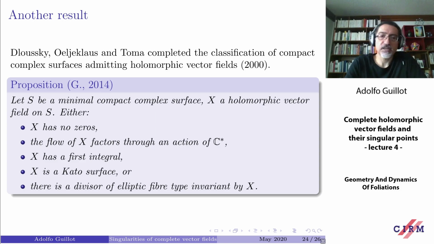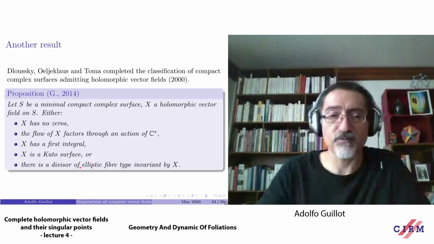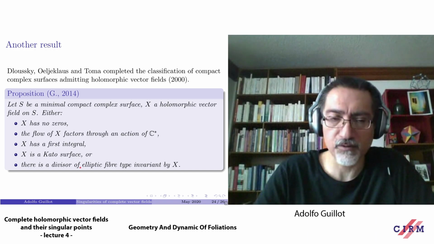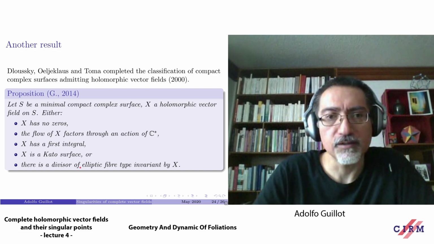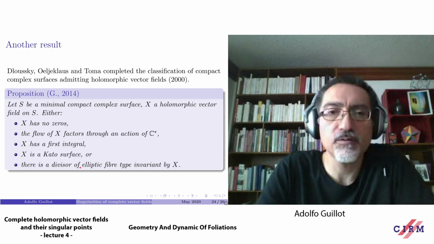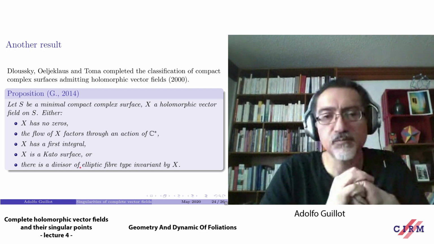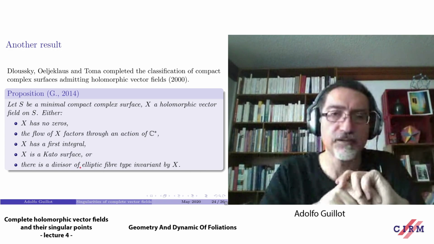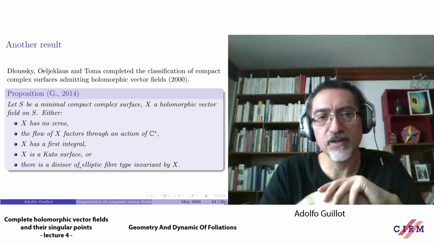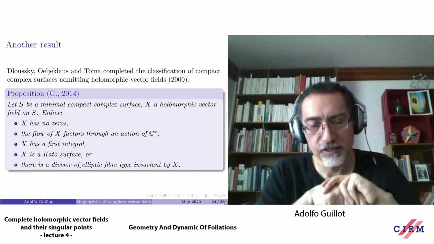in the year 2000, Lusky, Oljeklaus, and Thoma completed the classification of compact complex surfaces with holomorphic vector fields. They used for this the work of Guillot and Rebelo. And these combinatorics and normal forms for semi-complete vector fields appear in an article with Julio Rebelo. So if you take together these combinatorics, you can, in a very straightforward way, in the same spirit as I showed you, give this very simple statement for compact complex surfaces without going into the whole Kodaira and Enriques classification.